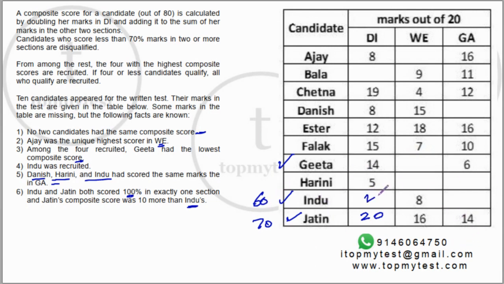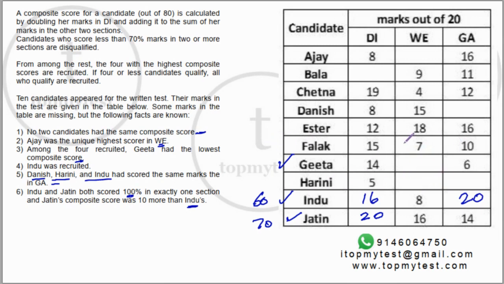Now, if Indu also scores 20 here, that will be 40 plus 8, 48. So this score should be 12. But if you score 12 here, by this criteria, if you score less than 70% in one section, you are disqualified. She will be disqualified. So she cannot score her 20 here. She will have to score her 20 here. So this will be 20. This is 28, so the balance should be 32, which means she should score 16.